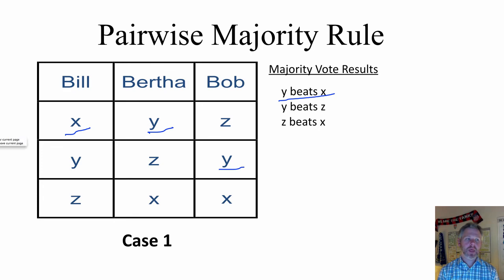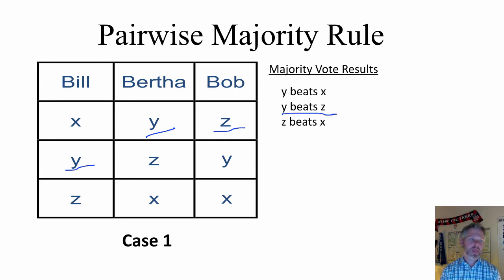All right. Let's try the second one. Let's run Y against Z. Bill likes Y more than Z. Bertha likes Y more than Z. And Bob likes Z more than Y. Y gets 2 votes. Z gets 1 vote. Y beats Z.